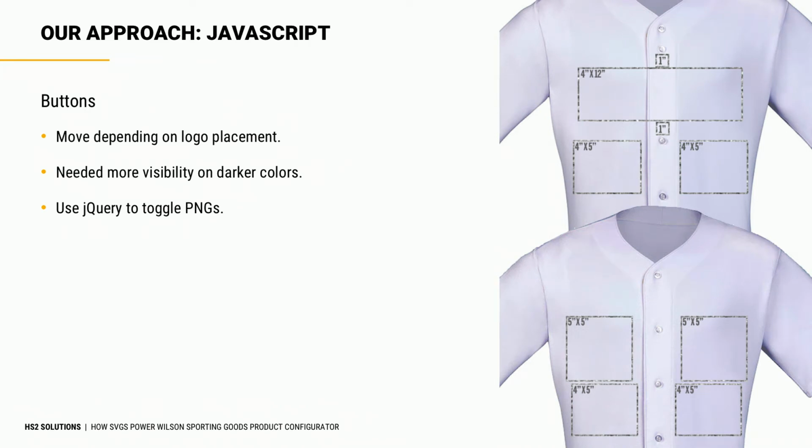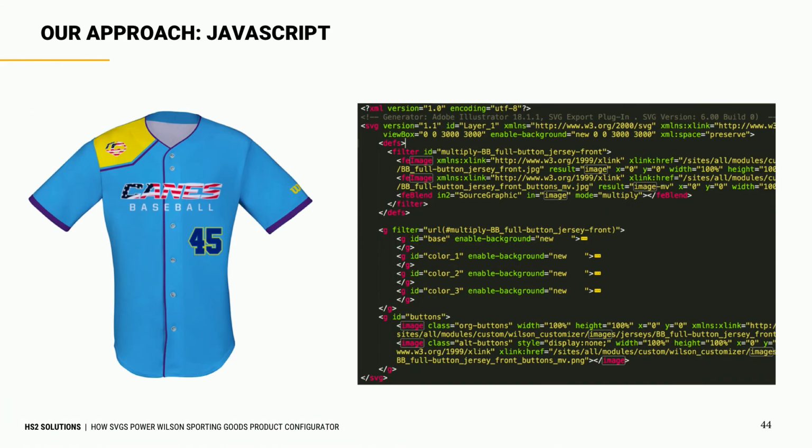We didn't photo shoot those, but it's very easy to do in Photoshop. We just took all the buttons off of a jersey, and then we made a transparent PNG, placed them exactly where they should be, and added that as a topmost layer of our SVG cake. And then we wrote JavaScript code to toggle between the two.